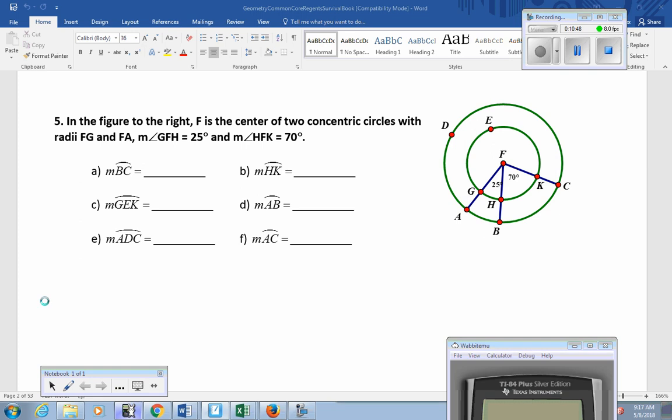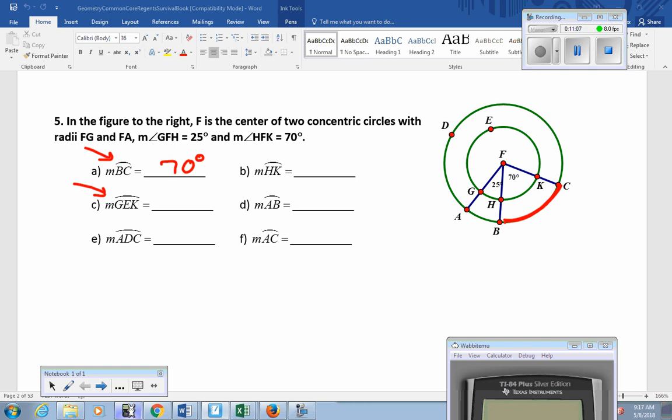So what they're asking us to do here is find the measurements of a certain arc. So like for this one, the measurement of arc BC. Well, BC would be this arc right here, and that's going to match that central angle. So that one would just be 70 degrees.